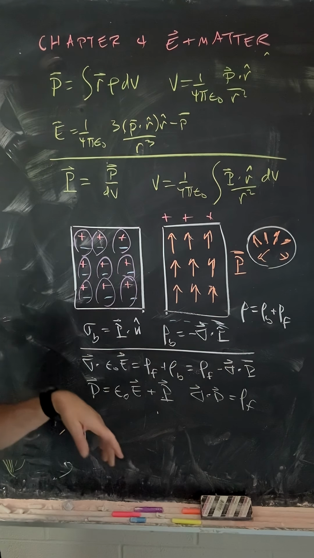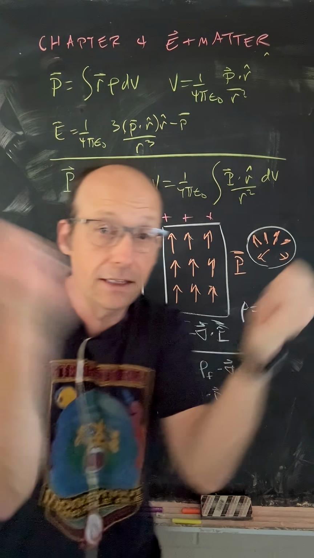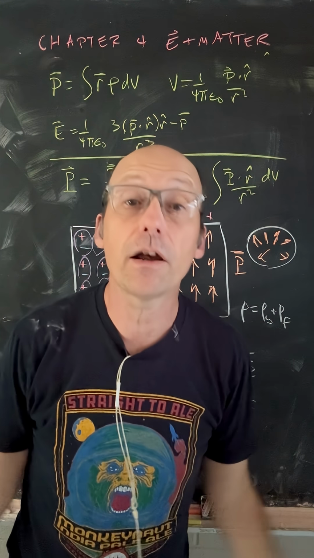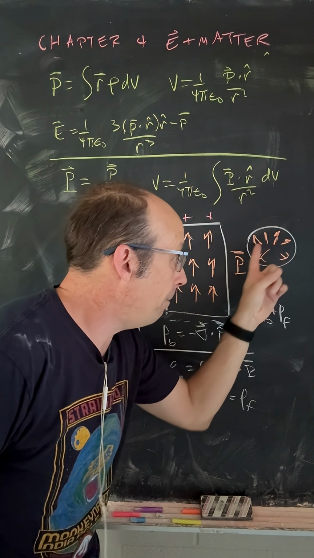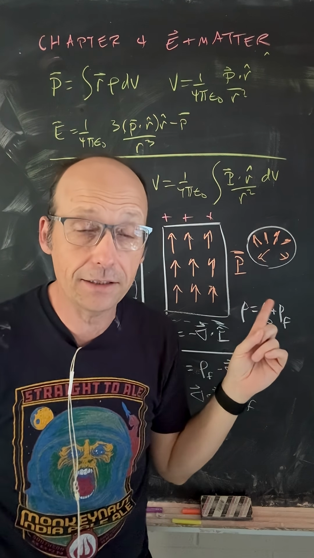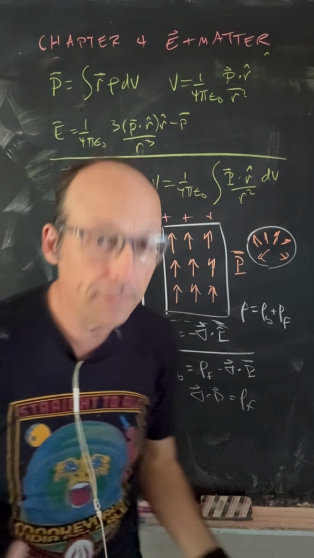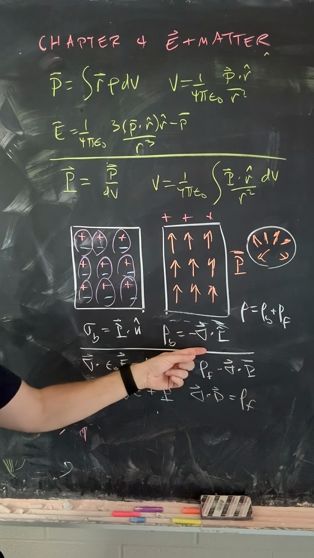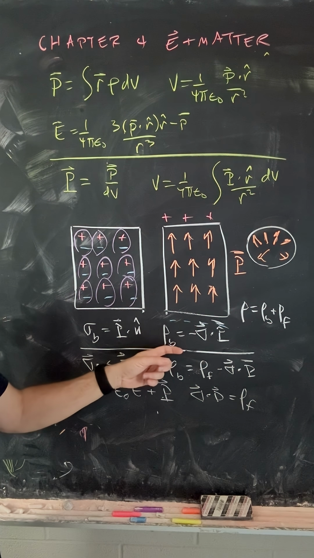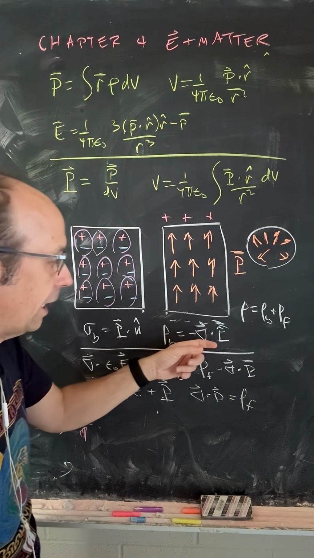Now, if I have some polarization like this that's radially outward, it diverges. You end up with unpaired negative charges in the interior. So a divergence of the polarization leads to a negative bound charge density. So we can calculate the bound charge density: it is negative the divergence of P.